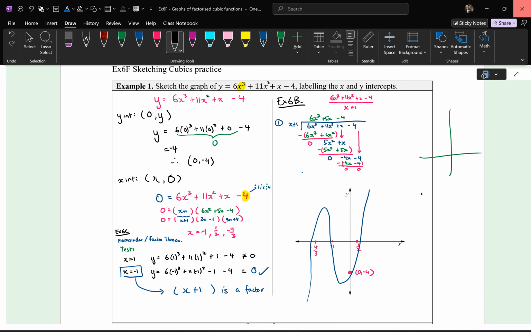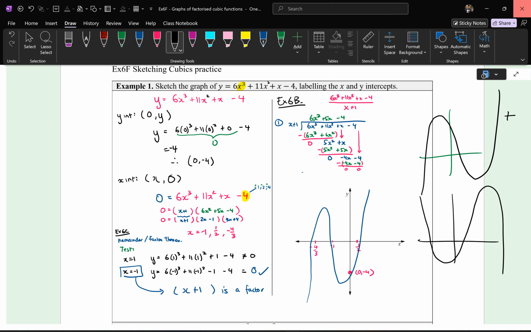This is how you draw it. You go once, twice, 3 times. That's the only way you can cross the x-axis 3 times. This is called a positive graph. So when you have a positive number in front of x cubed, it'll look something like this. When you have a negative graph, so if I had a negative 6 instead, then it would have been 1, 2, and then 3. This is called a negative graph. So one looks like an N, and the other one looks like an upside down N. Okay, so that's one way to remember it.